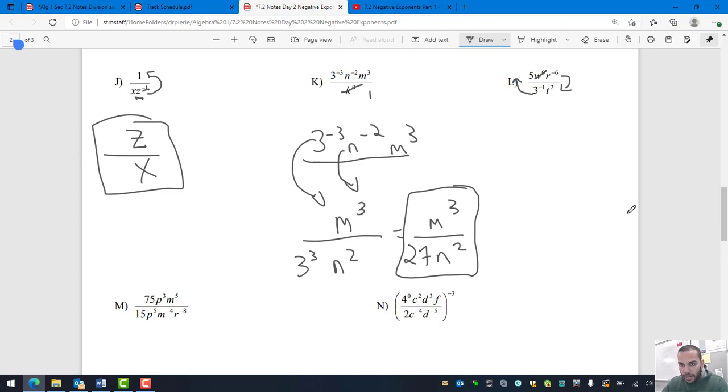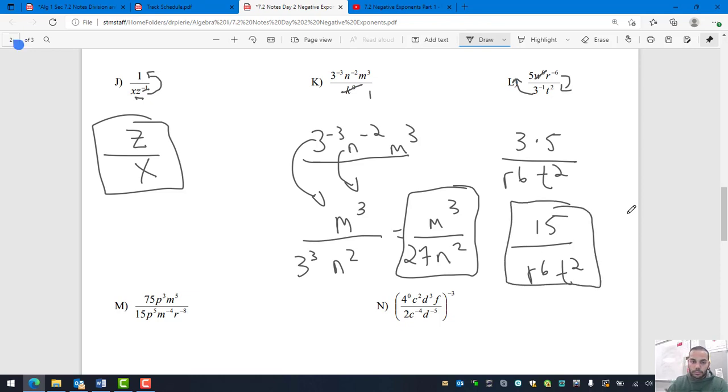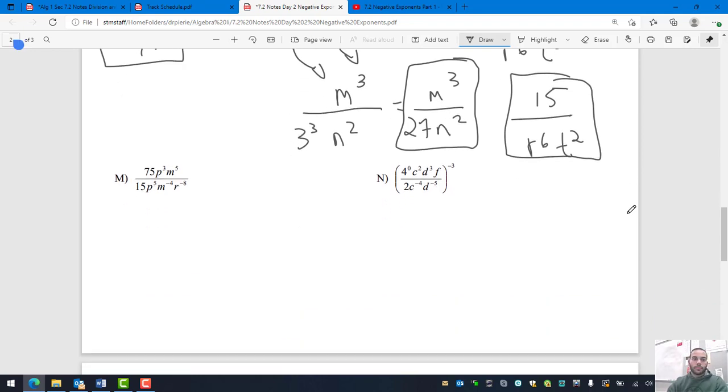Okay, so my new numerator, the 3 to the negative first moved to the top, so it's a 3. And I also have that original 5, so I got 3 times 5 on top. R to the negative 6 moves to the bottom, becomes r to the 6th, and then t squared stays where it's at. Simplify this a little bit. 3 times 5 is equal to 15. R to the 6th, t squared on bottom. Okay, let's keep going.